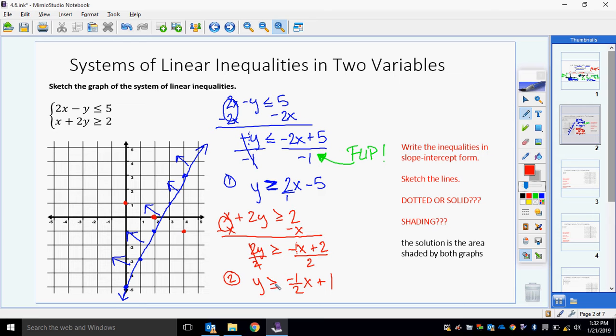Now, how do I connect this line? Well, again, it's an or equal to. It has a solid line underneath. So I'm going to connect with a solid line for the red line.